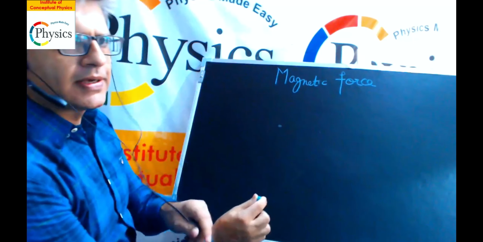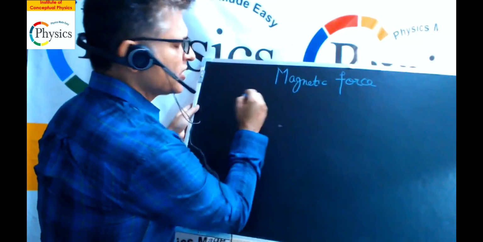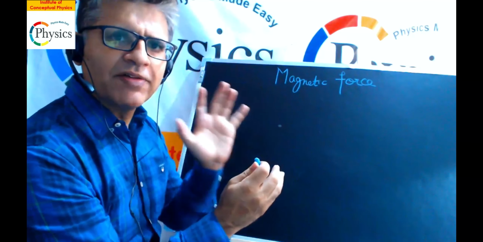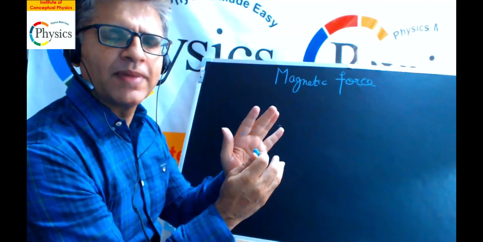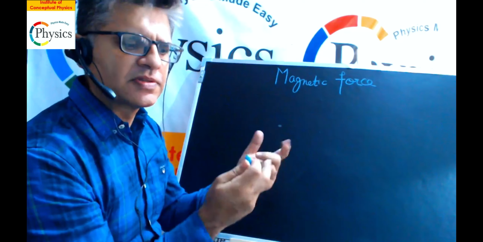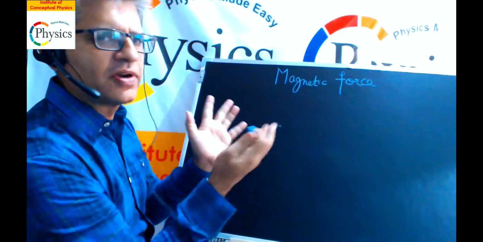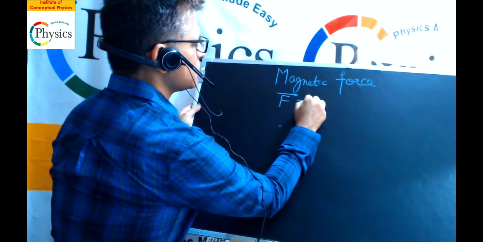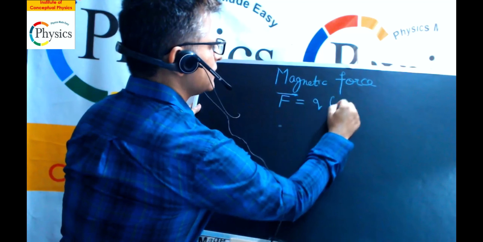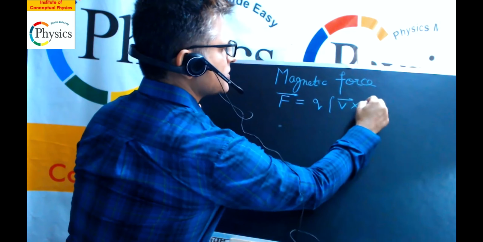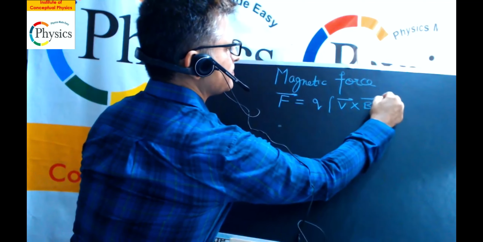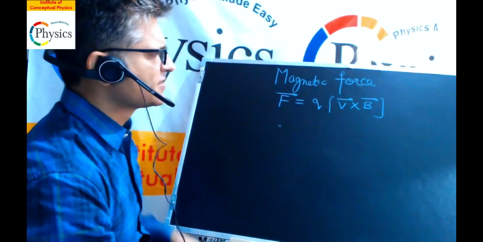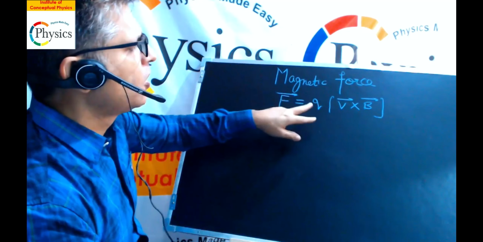Now, you know that if you have a charge which enters a magnetic field, which means the charge has a velocity with respect to the magnetic field, the charge will experience a force. That force is what we are referring to. So if you have to write that force vectorially, it is F is equal to Q, V cross B. So this is a vector product, and this is called the magnetic force on a charge Q.